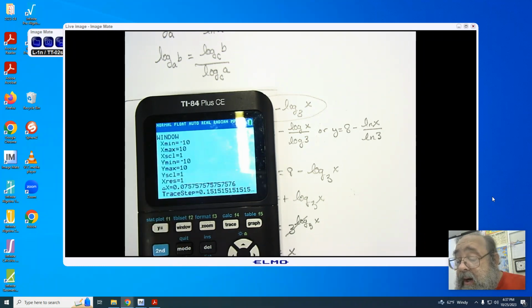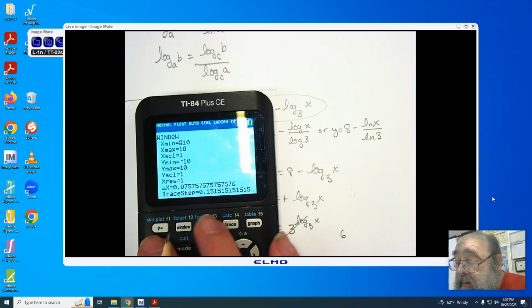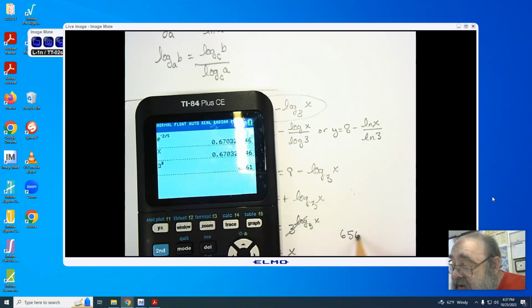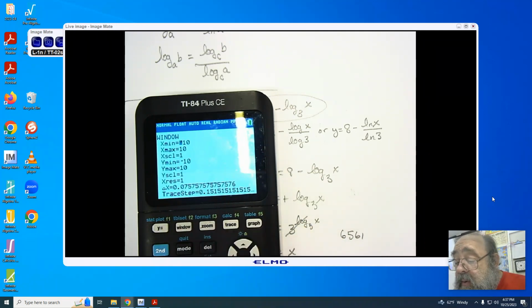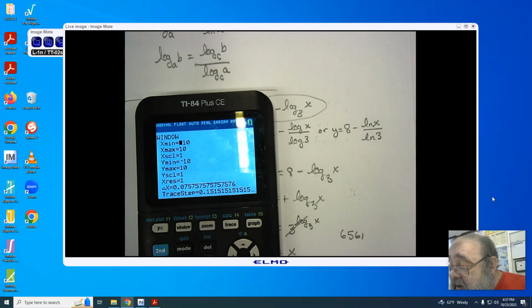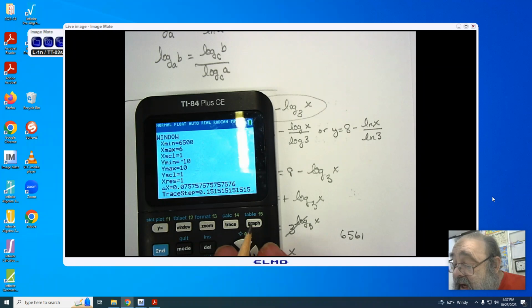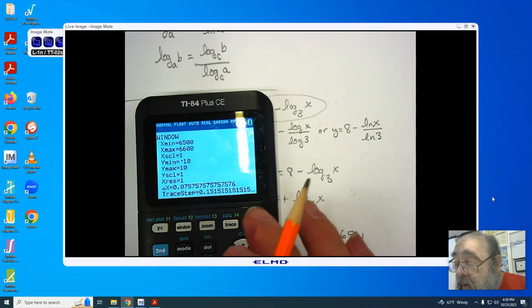6,561. So when I do my window, I want my x to reflect 6,561. And we know we're going through the x-axis, so I still want my window to be negative 10 to 10, but I'm going to change it to, let's say, negative 6,500 to 6,600. I'm going to go graph.